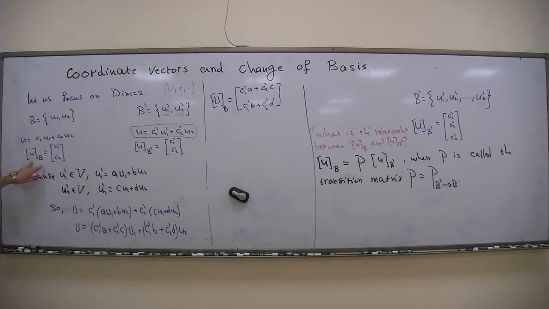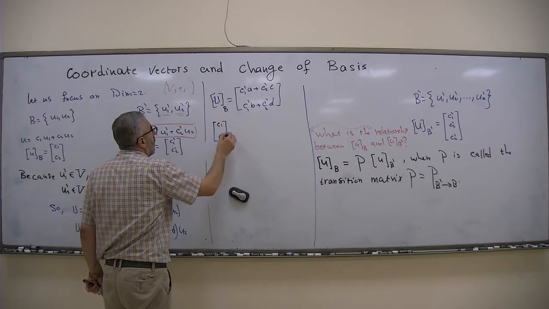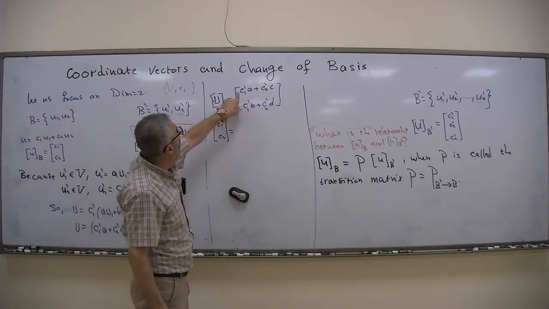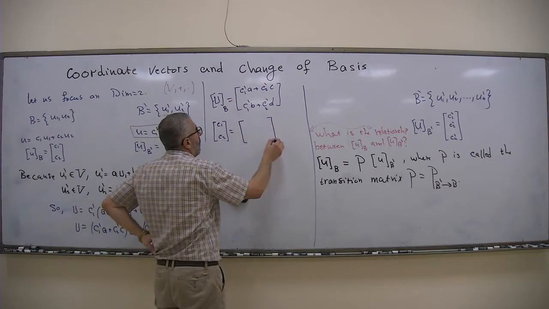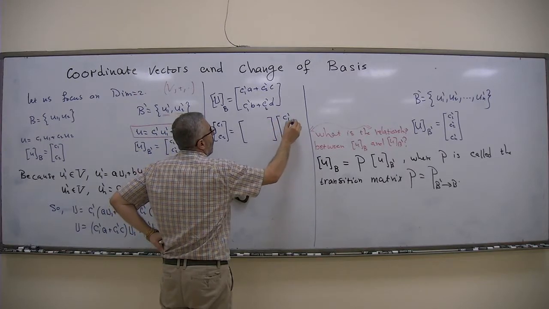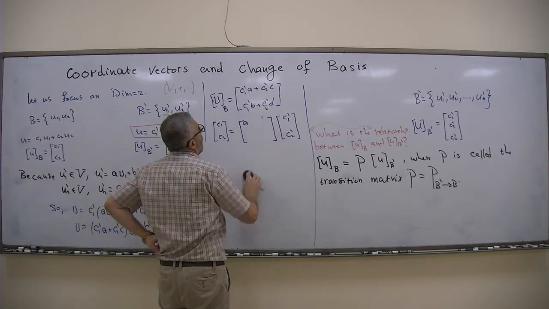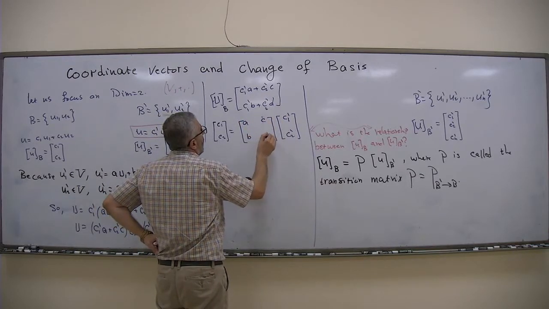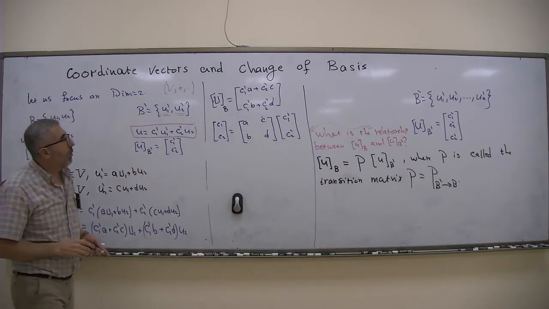However, I already know that the coordinate vector of U with respect to B is C1, C2 from here. So this means C1, C2 is this. Now, what is this? This, in fact, you can write as the product of this matrix by this vector. C1 prime, C2 prime, this is A, this is C, this is B, this is D. Correct? That is exactly what we are looking for.